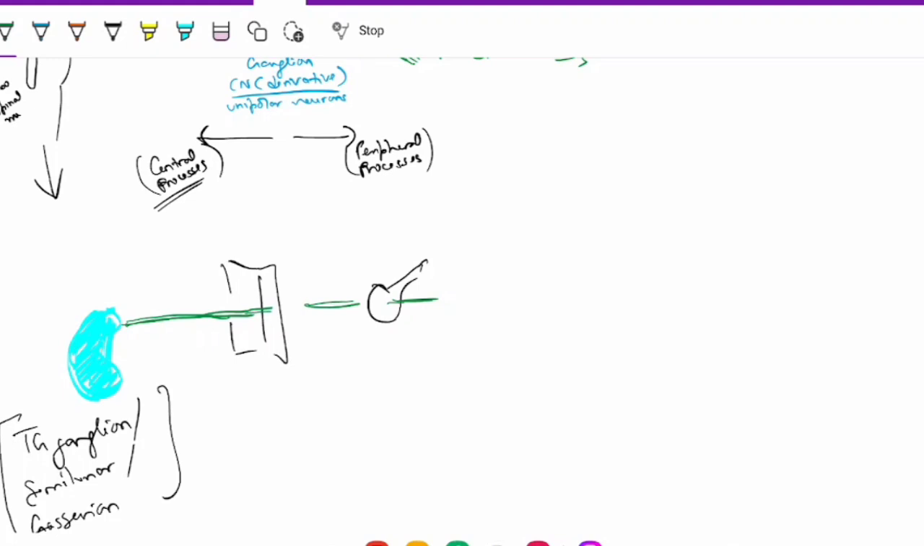But what is the ophthalmic division going to supply? It gives off three branches: L, F, and lastly known as NC. What does LFNC stand for? L stands for lacrimal, F stands for frontal, and NC stands for nasociliary.